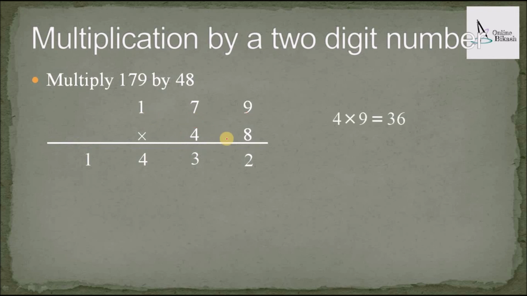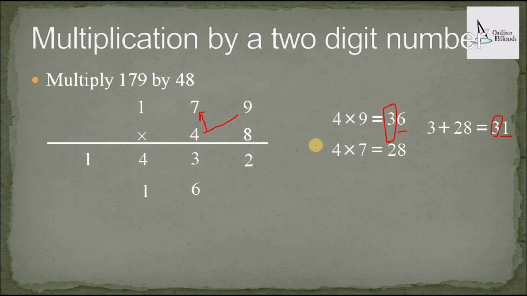4 times 9 is what? 36. We'll place this 6, and 3 will be carried. Understood? Like this. Okay, then we will multiply this 4 and 7. 4 times 7 is what? 28. We have the carry, so 3 plus 28 is what? 31. So we will place the 1. This 1 will be placed, and this 3 will be carried. Like this, 1 is placed and 3 is carried.